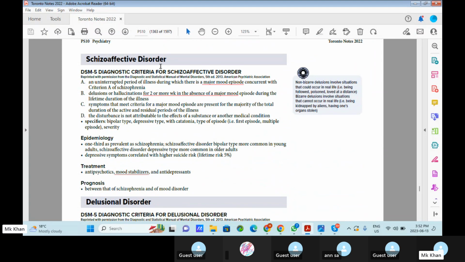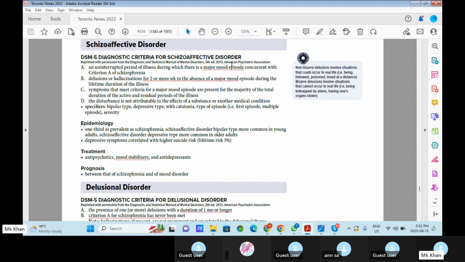And now schizoaffective, as we have seen, schizo means psychotic, affective means mood disorders. So what is the DSM criteria? There should be a major mood episode. So the patient has a psychotic episode, but there should be a major mood episode. And as we have seen before, these mood episodes are more than 50%. So this is the dominant feature of schizoaffective.